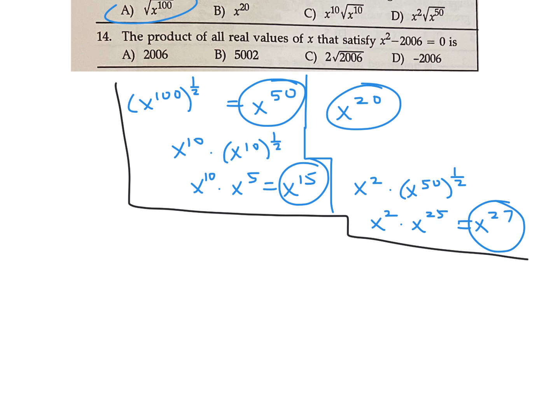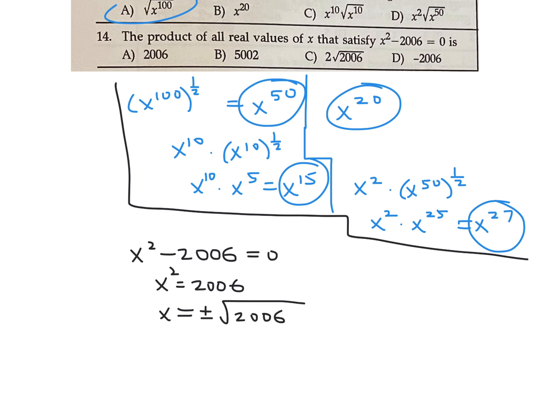The product of all real values of x that satisfy x squared minus 2006 equals 0. Okay, so x squared minus 2006 is 0. Therefore x squared is equal to 2006. Therefore x is equal to plus or minus the square root of 2006. So those are the two values.